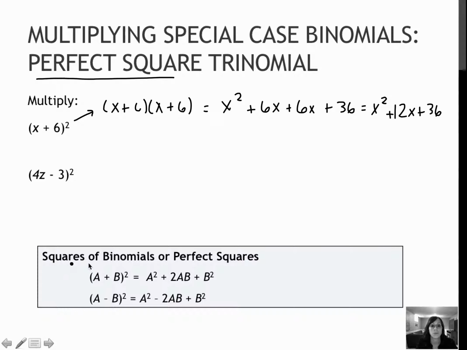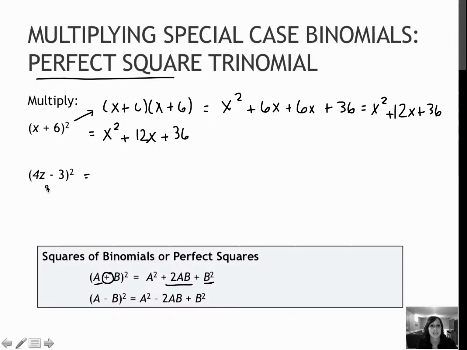Now, my perfect square binomial pattern says if I've got a plus in between, then my three terms, when I FOIL them out, will be my first term squared. So using that pattern, my first term would be x. I would square it to get x squared. My middle term would be twice the product of the two, so x times 6 is 6x, and I would double it to get 12x. And my last term would be the second term squared, so 6 squared is 36. So notice when I FOILed or when I used the pattern, I got the same answer.